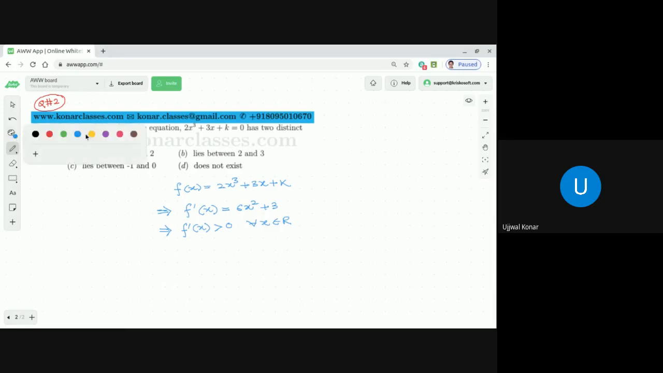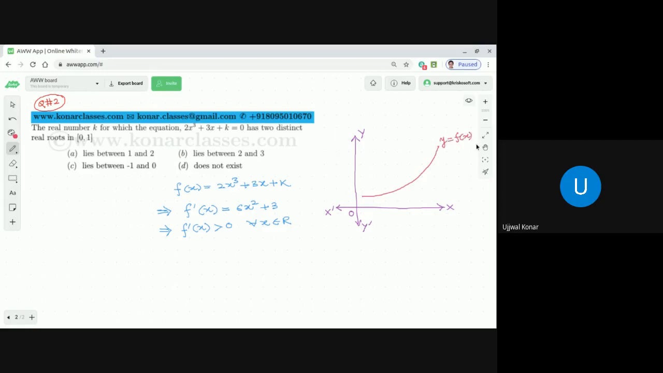What does it mean by increasing function? This is a new piece of information maybe to you, because we have not discussed the application of differential calculus in detail. So this is the coordinate axis, and let us take a function like this. This function is called an increasing function, y equal to f(x). Increasing means that as x is increasing, y is also increasing.